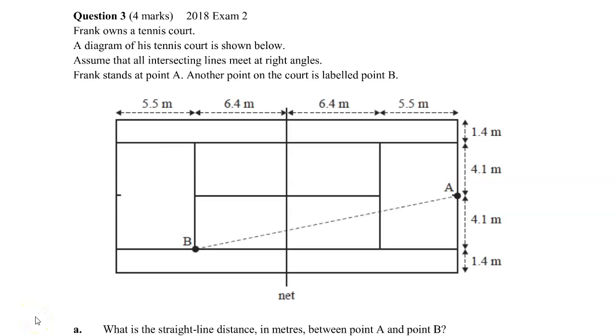Okay, so here's from the 2018 exam 2. Frank owns a tennis court. A diagram of his tennis court is shown below. Assuming all intersecting lines, that means lines that cross, meet at right angles. So Frank stands at point A. Another point on the court is labelled point B. So you can see he's there, point B is there.